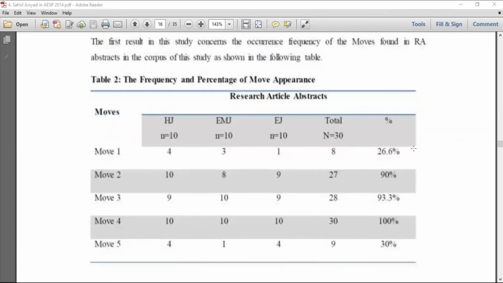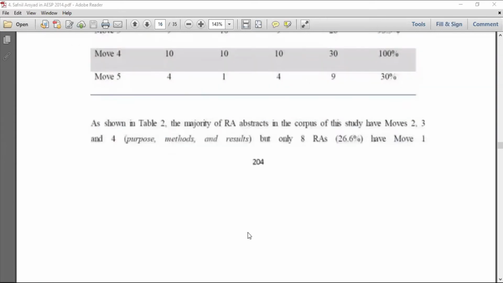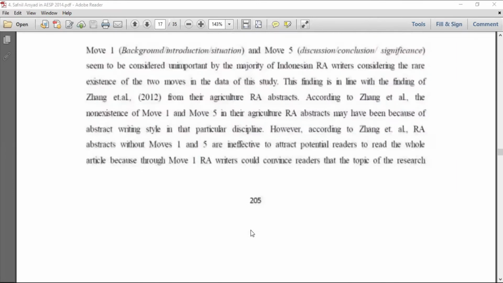Then I found these frequencies. 90% of the abstracts have a move two. 93% of the abstracts have a move three. 100% have a move four. Only 27% have a move one, so very few. And only 30% have a move five, a small number of abstracts.